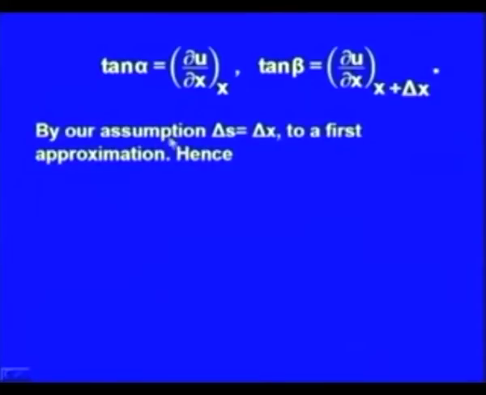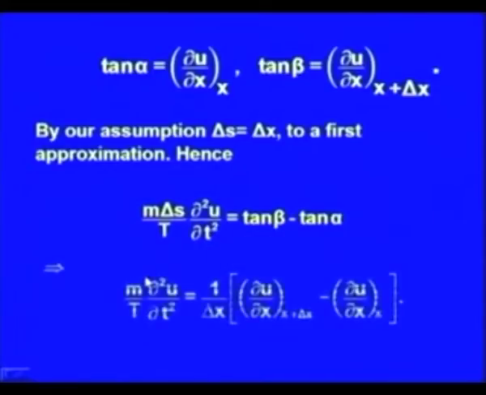And by our assumption, delta s is equal to delta x to a first order approximation. Hence, m delta s over t delta square u over delta t square is equal to tan beta minus tan alpha, which implies that m over t delta square u over delta t square is equal to tan beta minus tan alpha, that is, delta u over delta x at x plus delta x minus delta u over delta x at x, divided by delta x.